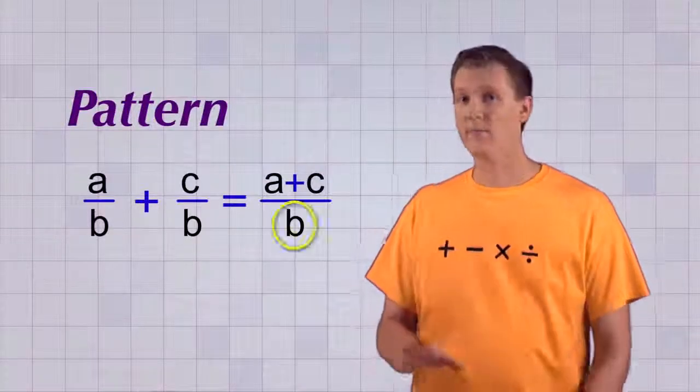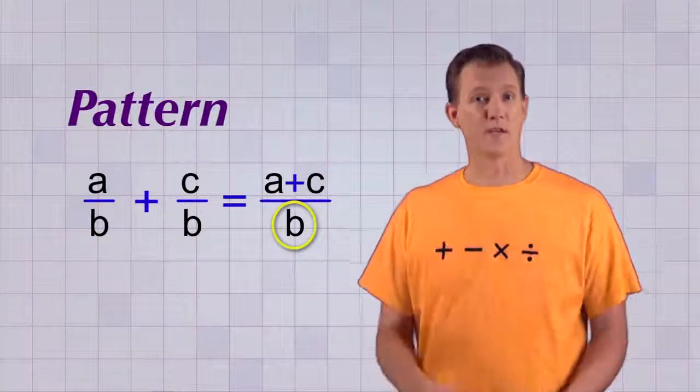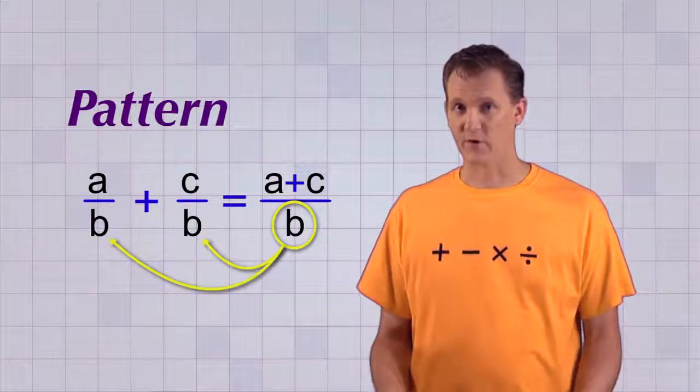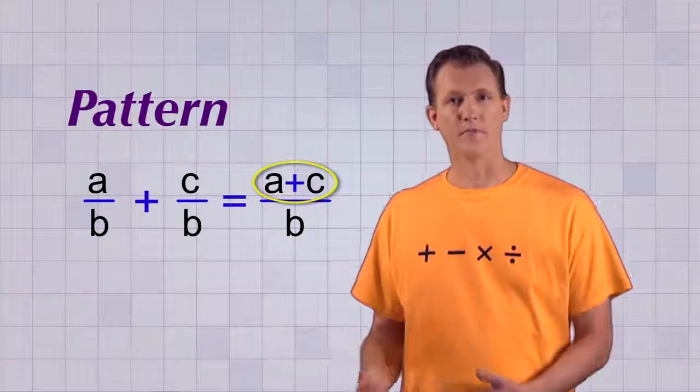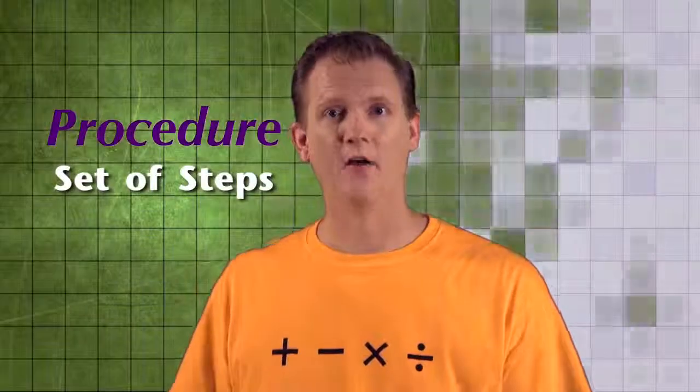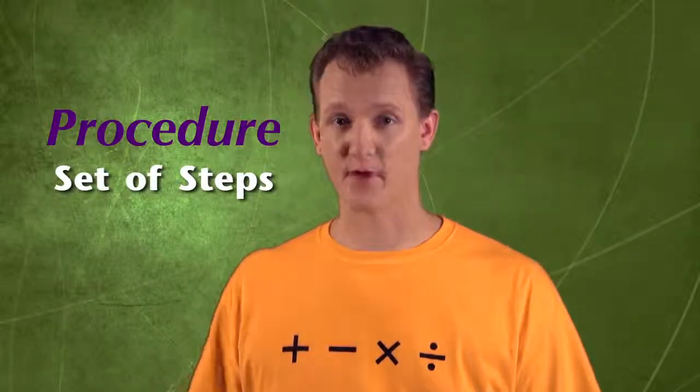In those examples, you might have noticed a pattern. The bottom number of our answer was always the same as the bottom numbers of the fractions we were adding. And the top number of our answer was just the sum of the top numbers of those fractions. Well, that's how it works. That's the procedure or set of steps for adding fractions that have the same bottom numbers. That's important because if you can remember that procedure, then you won't need to use drawings to help you add fractions.